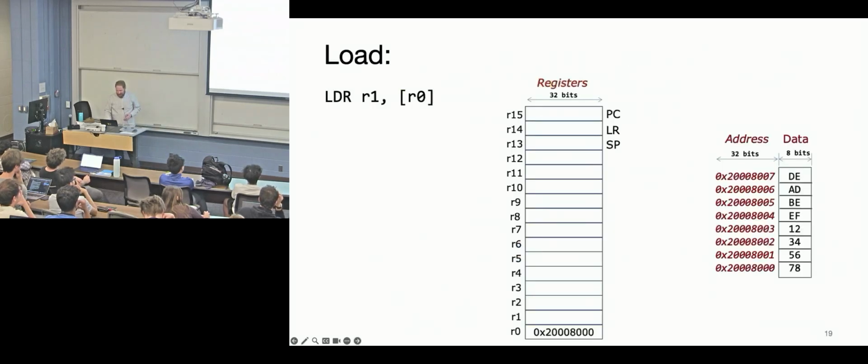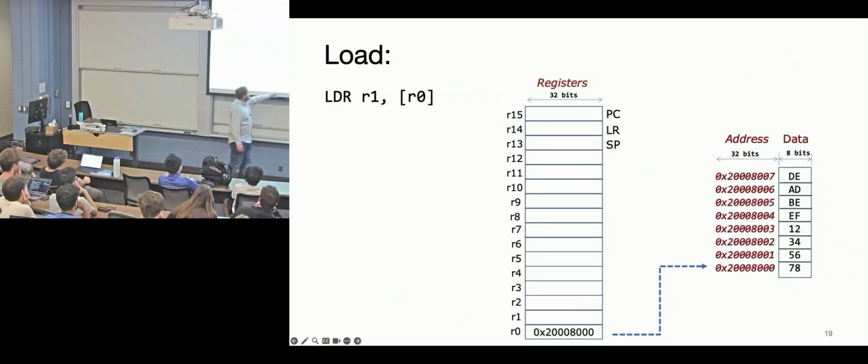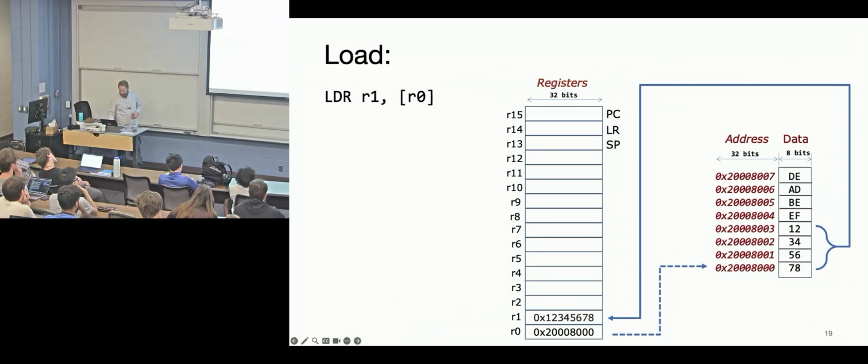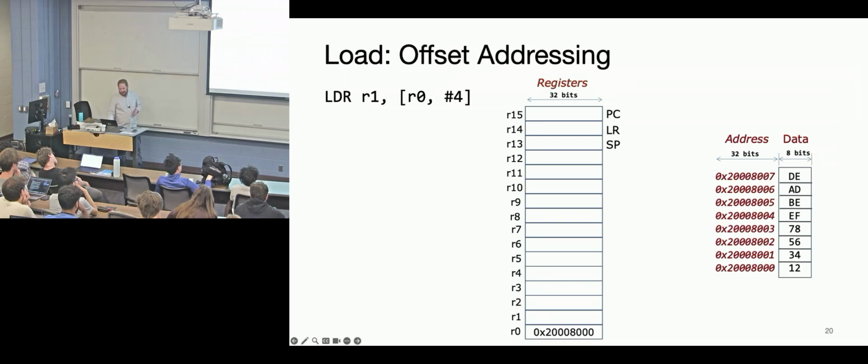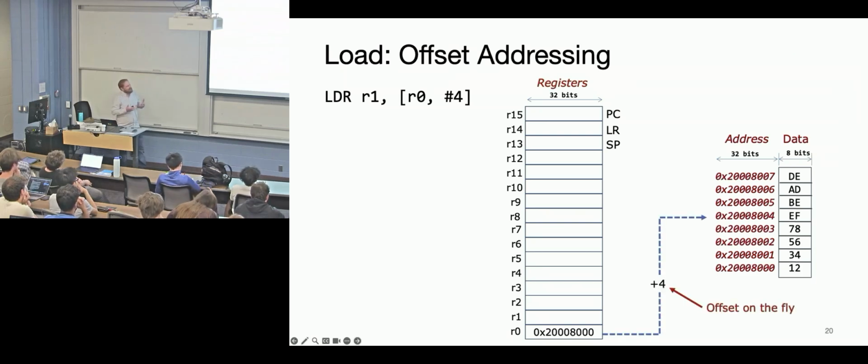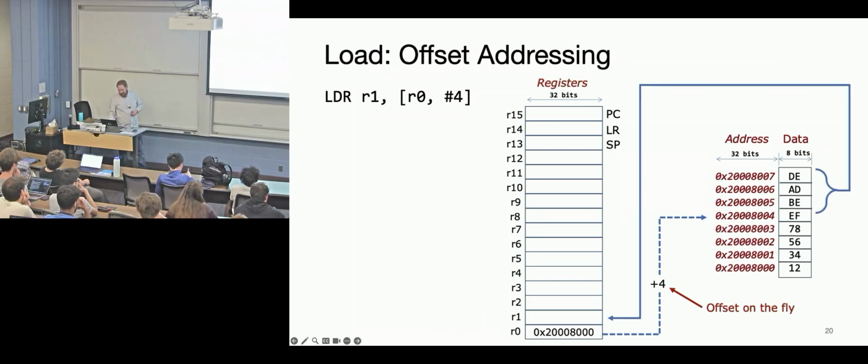One of the ways to do that is literally with loads and stores. This is the example we went through before. We have a load. We're going to load the value at the address that's stored in R0. We're going to go out to that, grab that value, and put it into R1. And then there's all this offset indexing. Now I can say I want to offset, so on the fly you add 4 to this value. We're going to go up 4 and grab that word, and here we put that in R1.